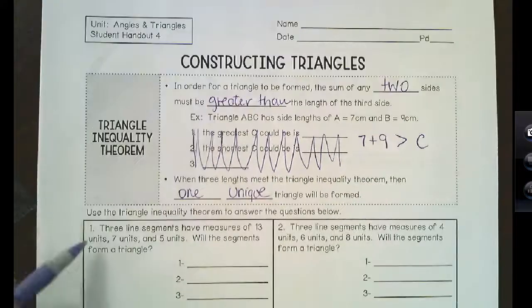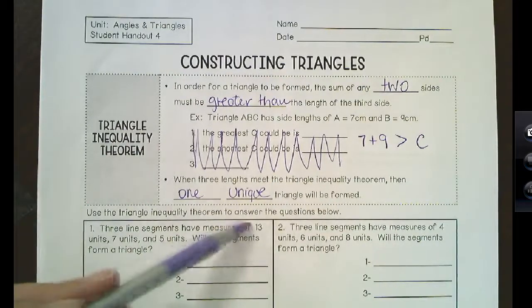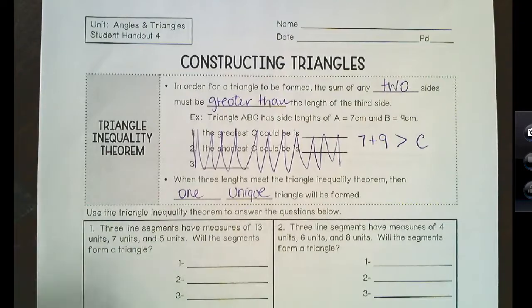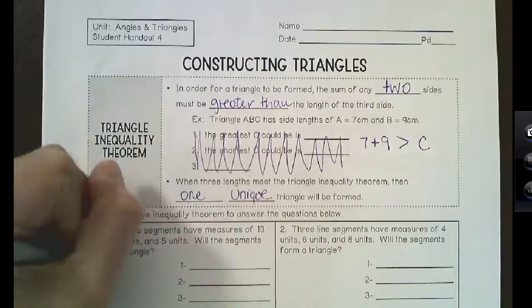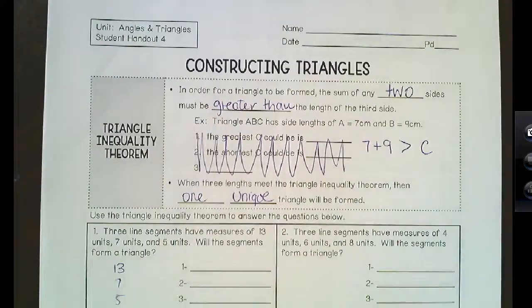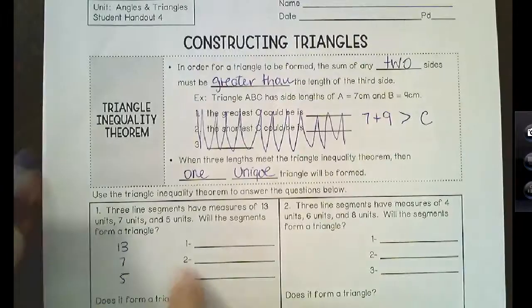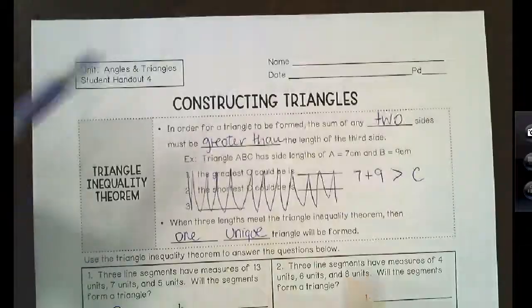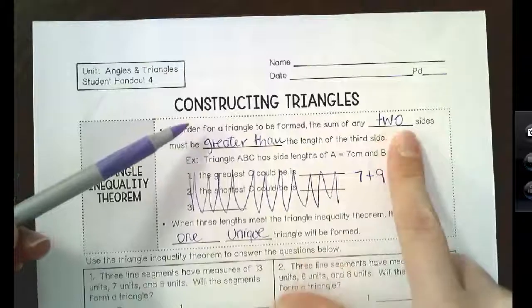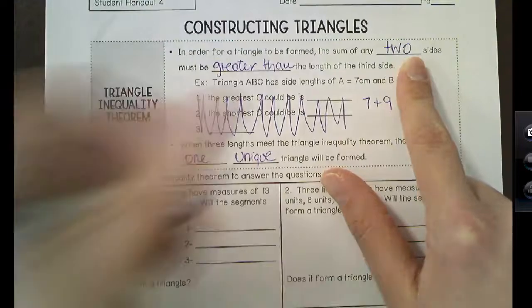So down to question number 1 right here. We have 3 line segments with measures of 13 units, 7 units, and 5 units. We want to know, will these 3 segments form a triangle? So we've got 13, 7, and 5 units. And we've actually got 3 steps of work to show here. The first thing we're going to do is we want to find the sum of any two sides. So any two sides, let's just do these first 2. So I'm going to add 13 plus 7.